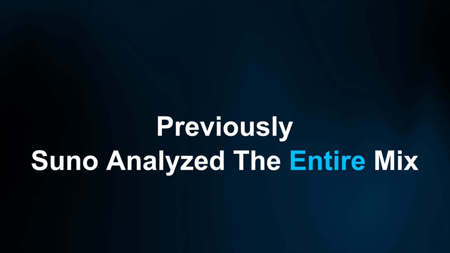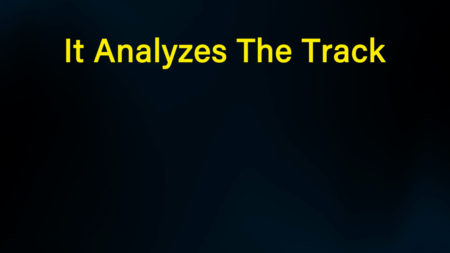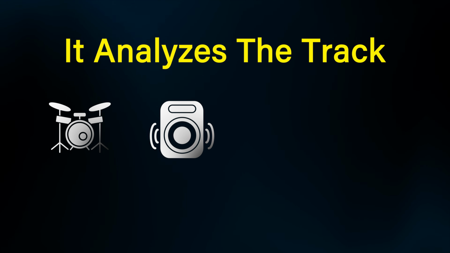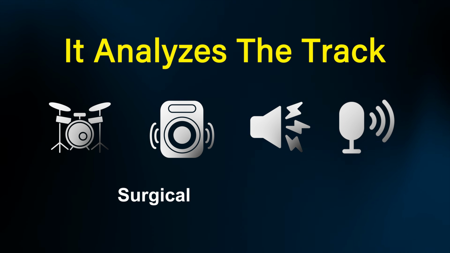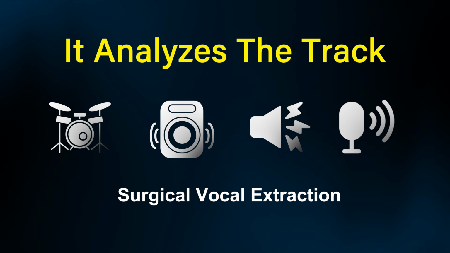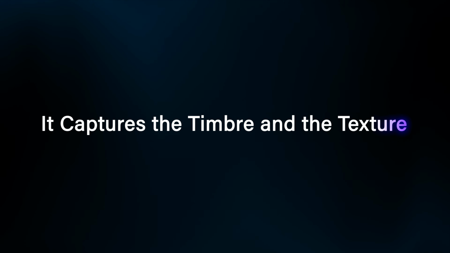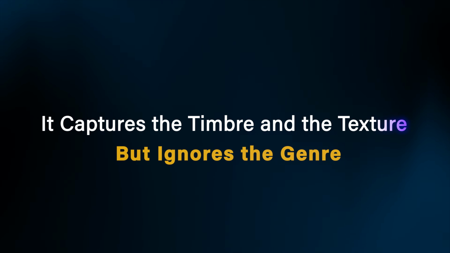Well, previously, Suno analyzed the entire mix. It was messy. Now, V5 uses stem separation. It analyzes the track, strips away the drums, the bass, and the room noise, and isolates the vocal signal. Think of it as surgically extracting the vocal cords. It captures the timbre and the texture, but ignores the genre.